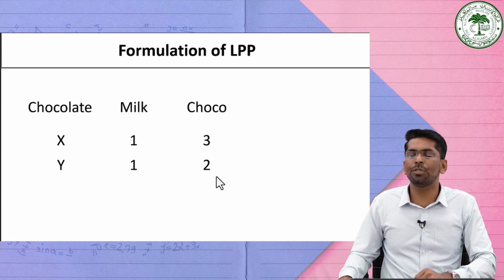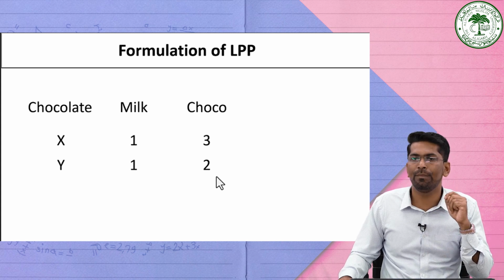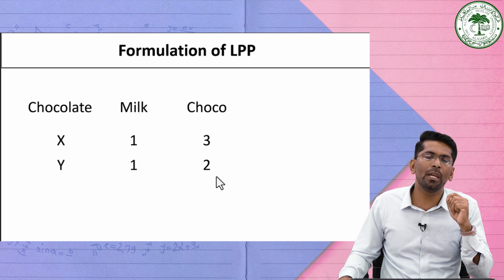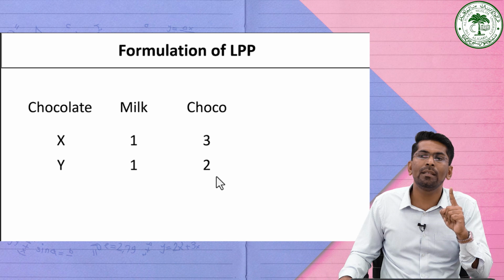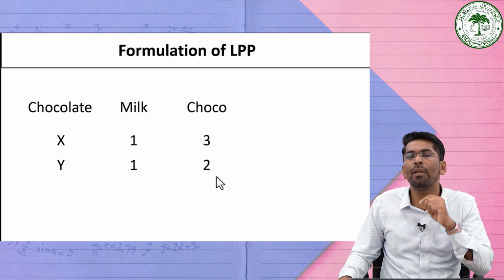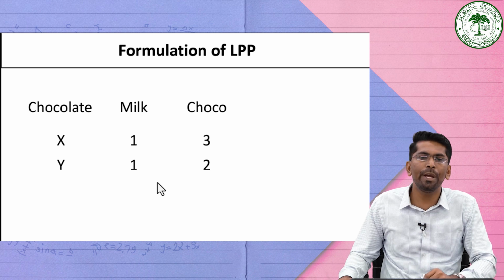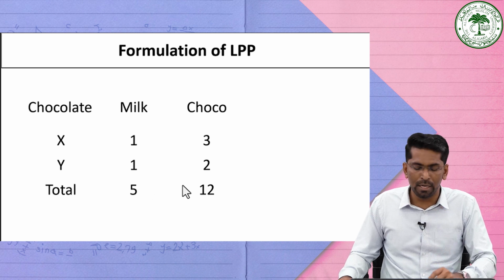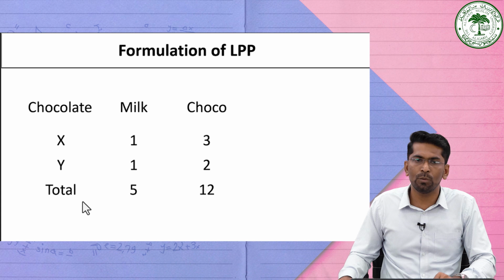Now in the given question, there is one limitation. What was that particular limitation? That is generally known as a constraint. The company has a total of 5 units of milk and 12 units of choco. So we are going to add here that particular limitation, that the total of milk is 5 and choco is 12. So I have just added here, this is one of the limitations.